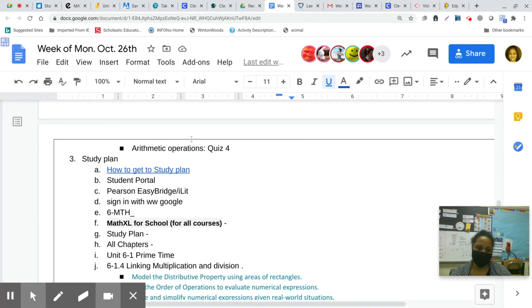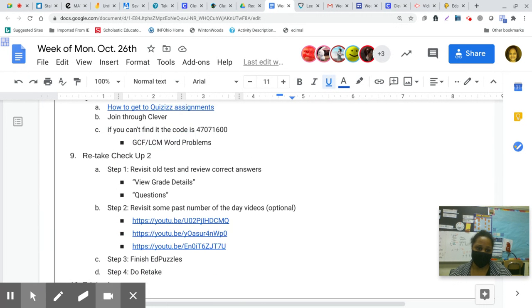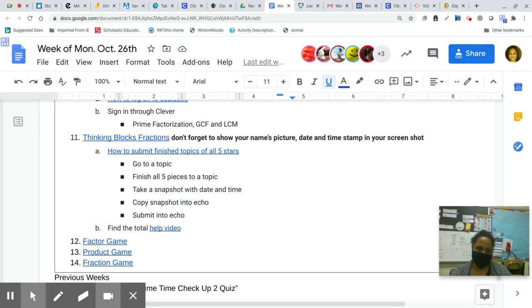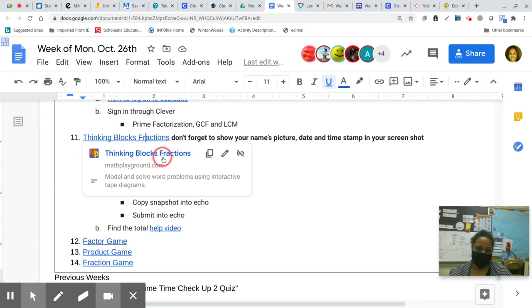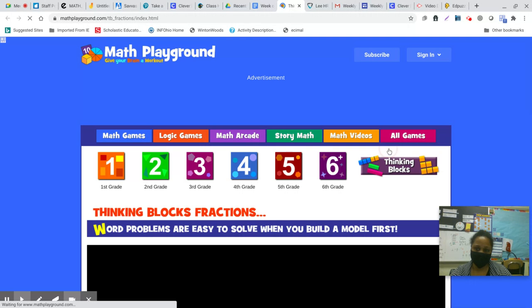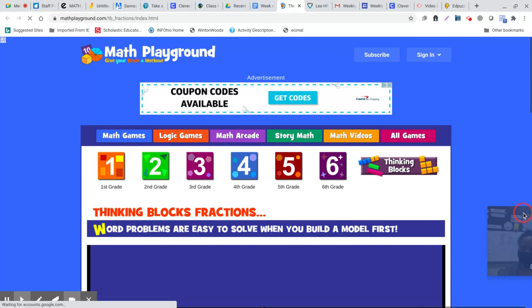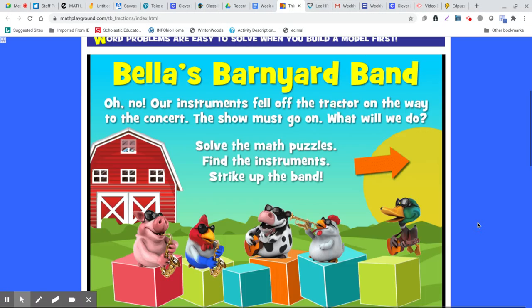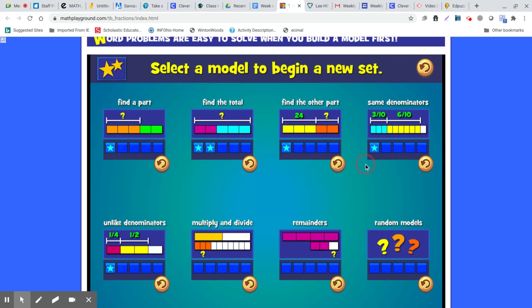Hopefully you can see my screen. You guys see my screen? All right, let me find the thinking blocks link. Thinking blocks, here we go. All right, you would click on the orange triangle, arrow rather. So all of these should be done with all the stars if you were keeping up with us. If not, then you need to do 5, 10, 15, 20. You need to get done with all 20 stars as soon as possible, maybe for homework or something.